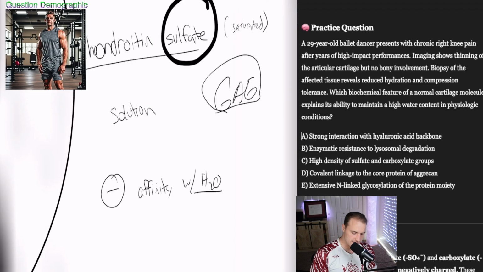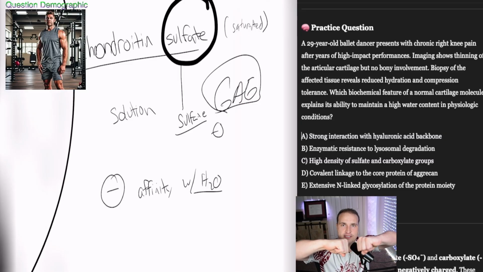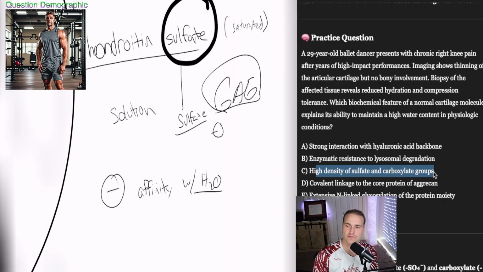In fact, there's a little tip: anytime you see sulfate, just think negative charge. It's going to be the answer. I swear, every single time. I've seen so many times where sulfate being negatively charged is the answer. And negativity attracts lots of water, the hydration shell. So the negatively charged groups repel each other and the molecules spread out, and the negativity attracts a lot of water. Together that makes a gel-like, space-occupying, shock-absorbing structure that's good for cartilage. And so our answer is high-density sulfate and carboxylate groups.